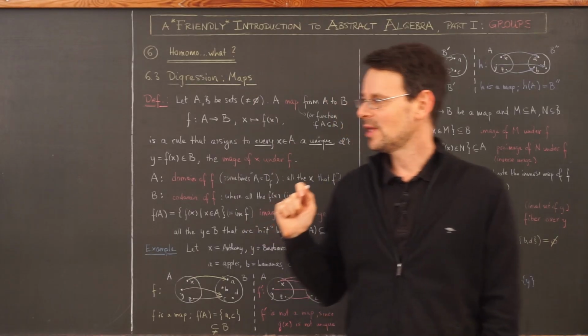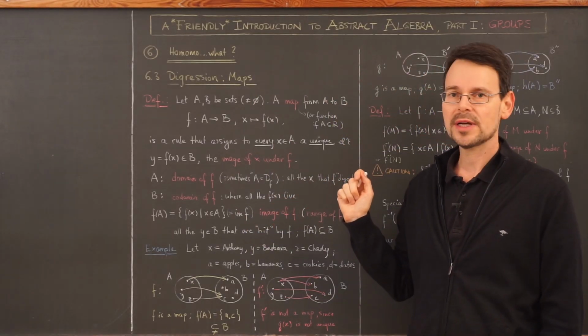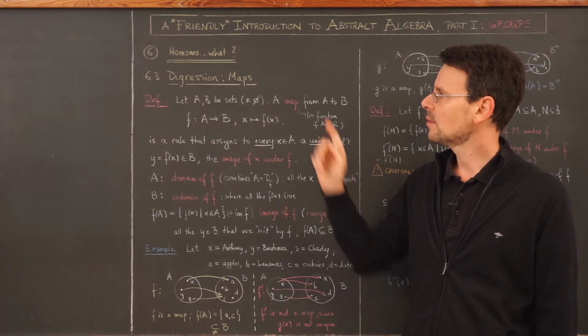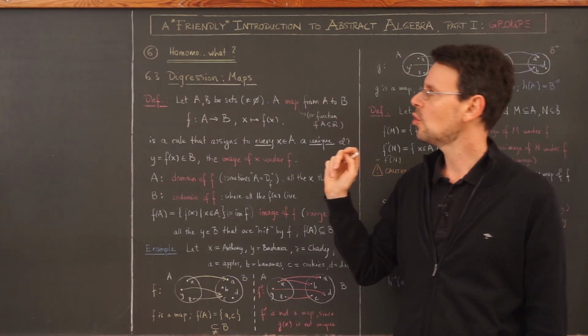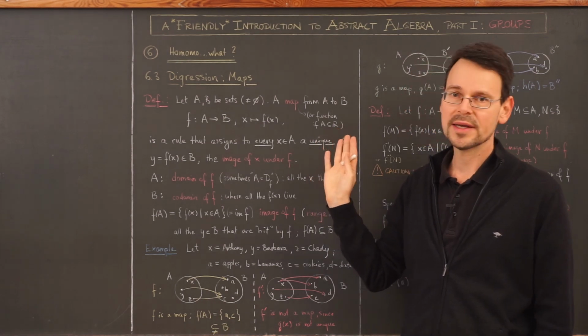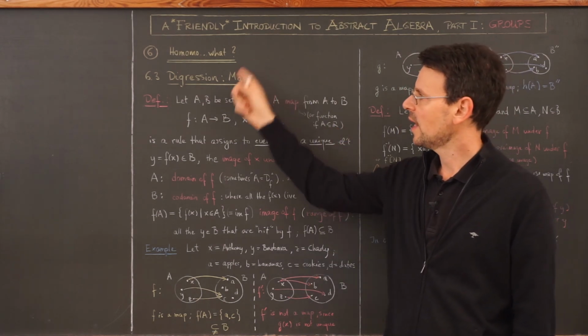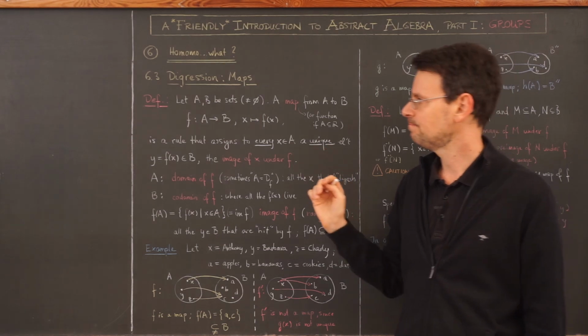Welcome everybody to lesson 12 of our friendly introduction to abstract algebra. We are in chapter 6, homomorphisms, and now it's high time that we take a digression and talk about maps.